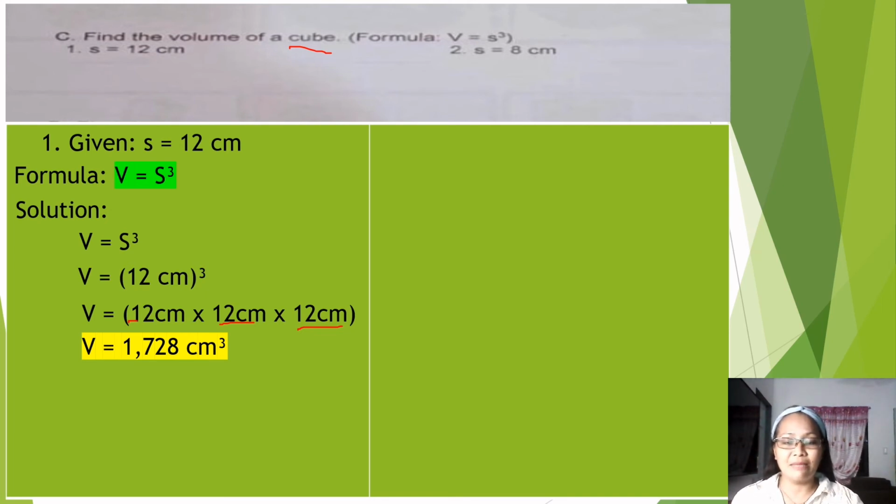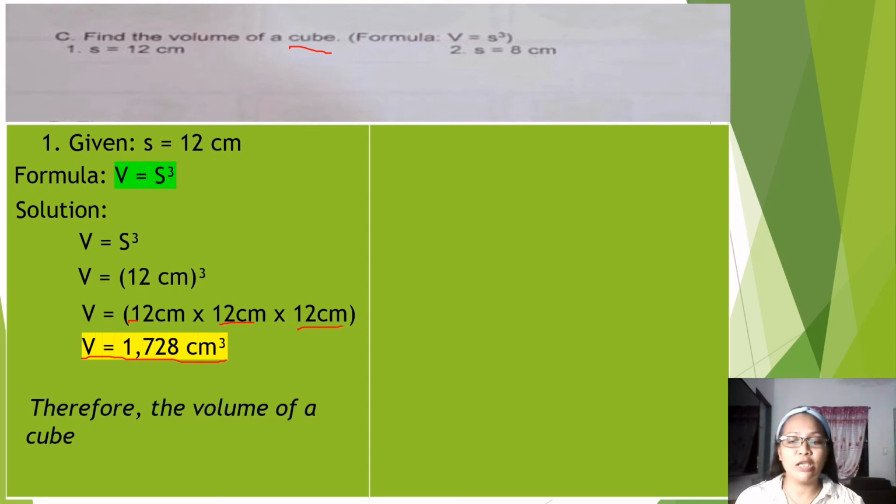So again, as I mentioned a while ago, the differences between volume and area, if it is volume, the units is raised to the third power. And in area, the unit is raised to the second power. Therefore, the volume of a cube with 12 centimeter edges or sides is 1,728 centimeter cube.